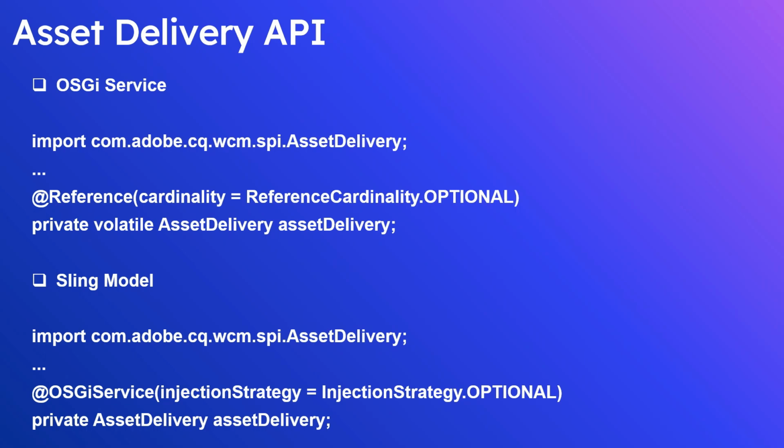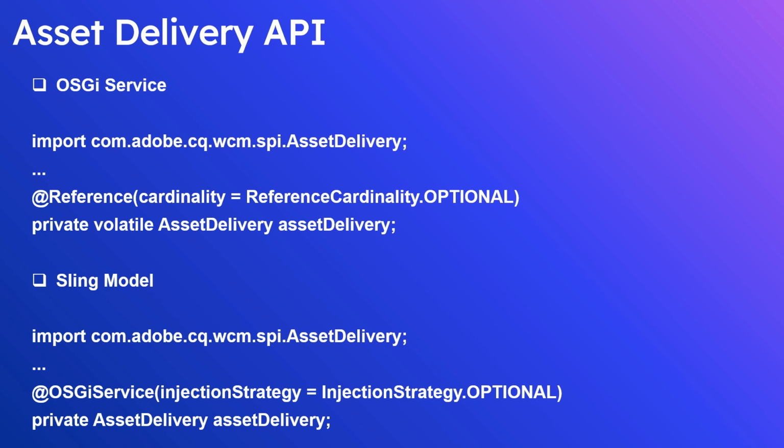The asset delivery API enables web optimized delivery in AEM. The API methods can be used to receive the web optimized image URL. Based on where you are trying to use the asset delivery API, either in an OSGi service or Sling model, you can use either of these approaches. So you should import the com.adobe.cq.wcm.spa.assetdelivery class.